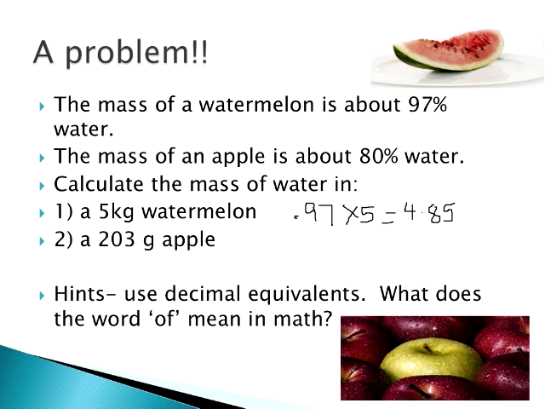Good. And the last one, a 203-gram apple. So the mass of an apple is 80% water. So we're going to do 0.8 times 203. Now we could have done this with mental math too, because we could have done 10%, which is 20.3, and then multiplied by 8. All right?